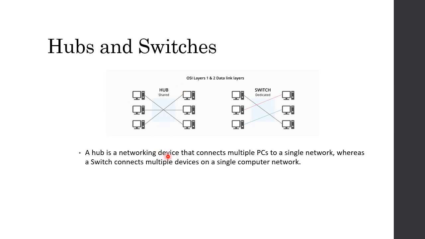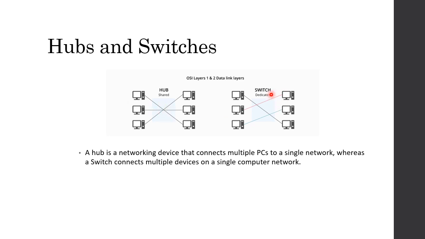A hub is a networking device that connects multiple PCs to a single network, whereas a switch connects multiple devices on a single computer network. This is the main difference between hub and switch. As you can see in the diagram, a hub actually connects the multiple PCs to the single network. If you want to connect them to a single server, you can connect multiple PCs at the same point, this point.